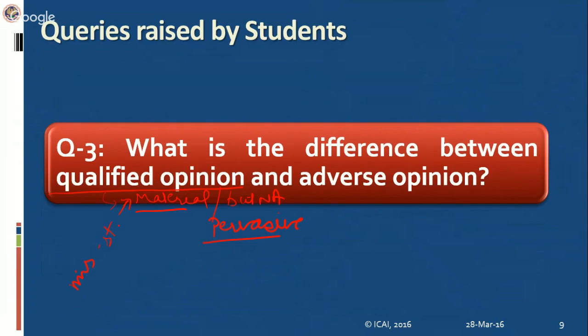And when will I give the adverse opinion? Students, having obtained sufficient appropriate audit evidence, like in a qualified opinion, but misstatements are both material and pervasive. Misstatements are both material as well as pervasive.